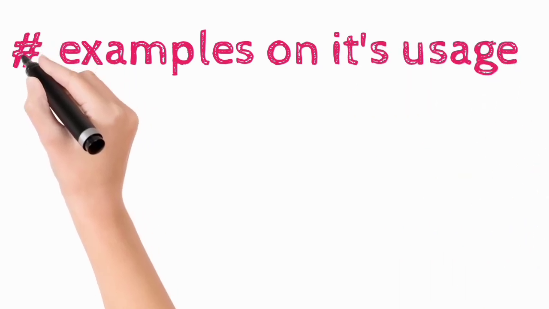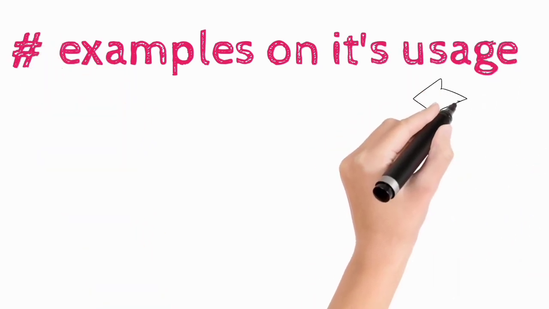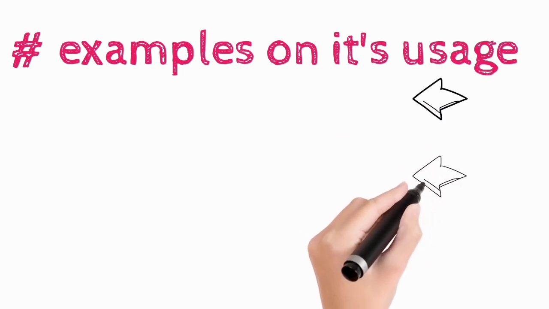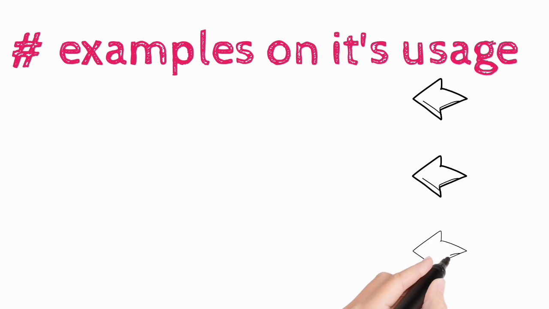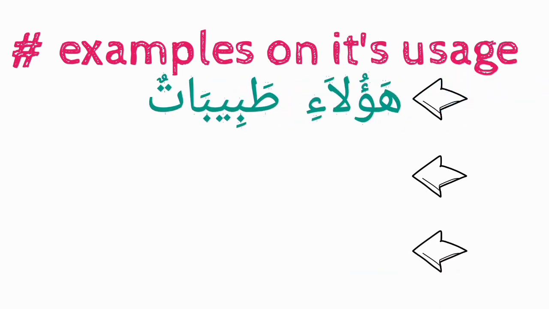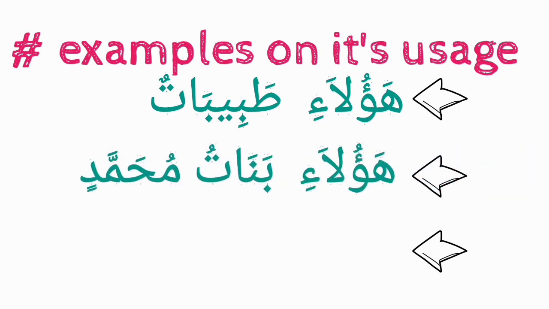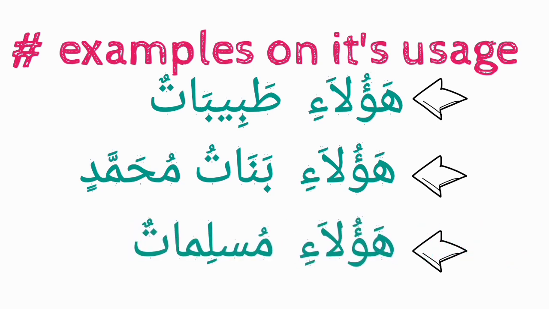Examples on how you can make use of this haulai in addressing the feminine gender for the plural form. We have here haulai tabibatun, these are female doctors. Haulai banatu Muhammadin, these are the daughters of Muhammad. And we have haulai muslimatun, these are Muslims.